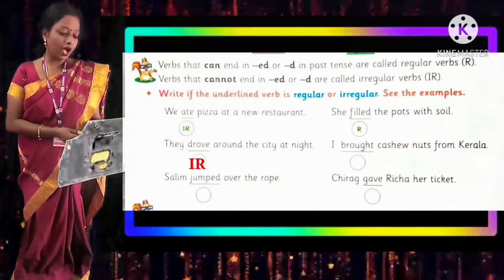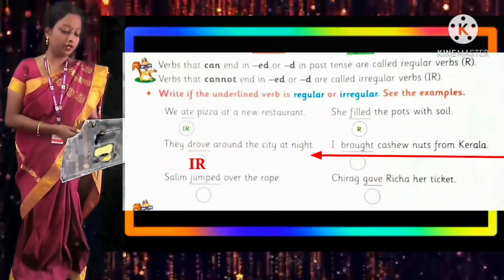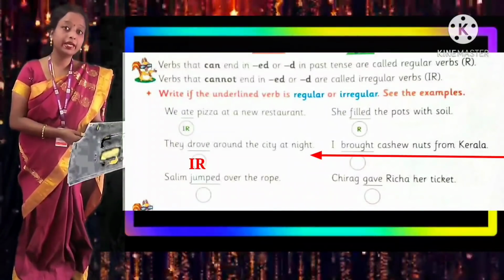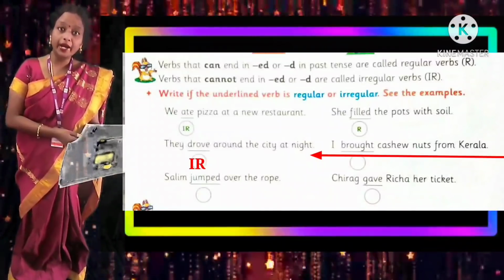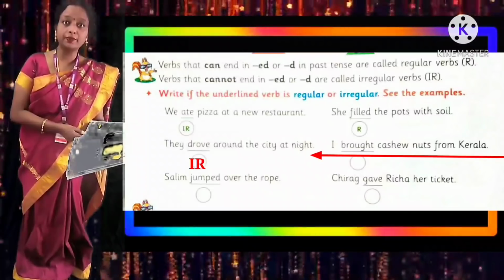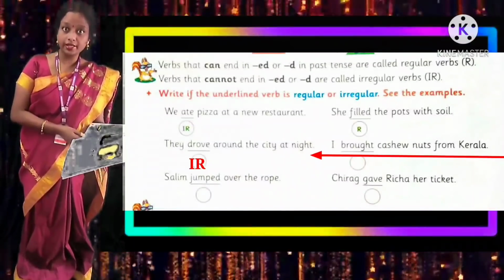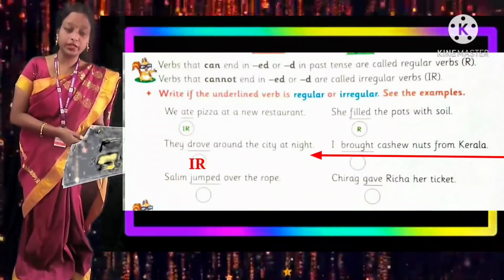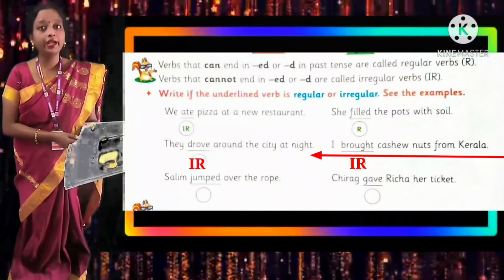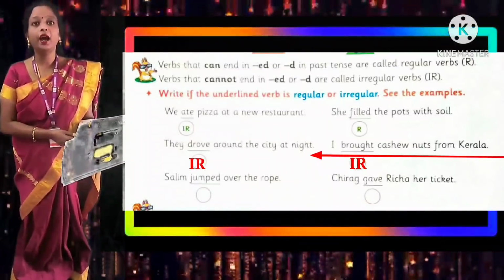Next one. I brought cashew nuts from Kerala. Now, bring has become brought. We didn't say bringed. Yes, we didn't add ed. So, this is an irregular verb. So, in the circle we will write IR.